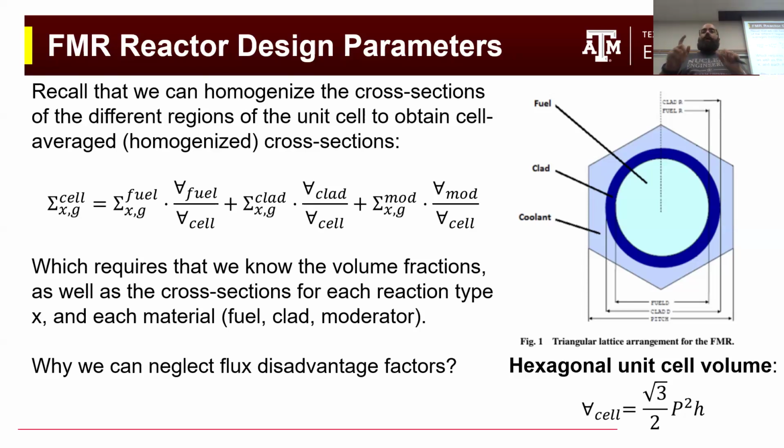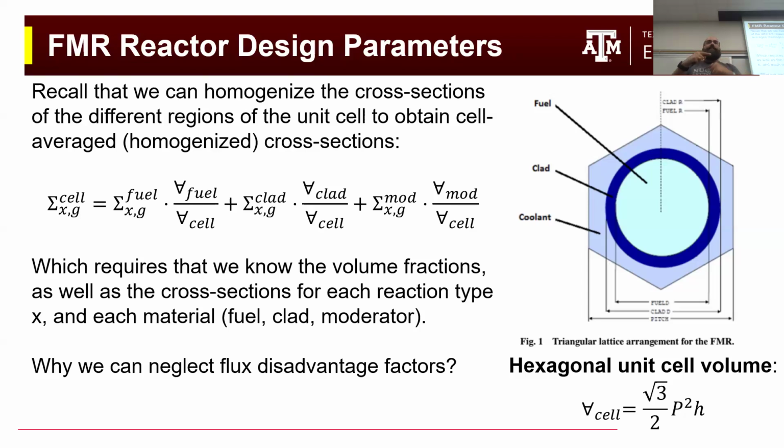So the question was, why can we neglect the flux disadvantage factors for a fast reactor versus a thermal reactor? It has to do with the moderator for sure. If you have a moderator, it's going to slow your neutrons down a lot, which is going to change your flux profile. So if you compare the flux in the fuel to the flux in the moderator in a thermal reactor, those are going to be very different, whereas in a fast reactor, the flux doesn't change that much from region to region.